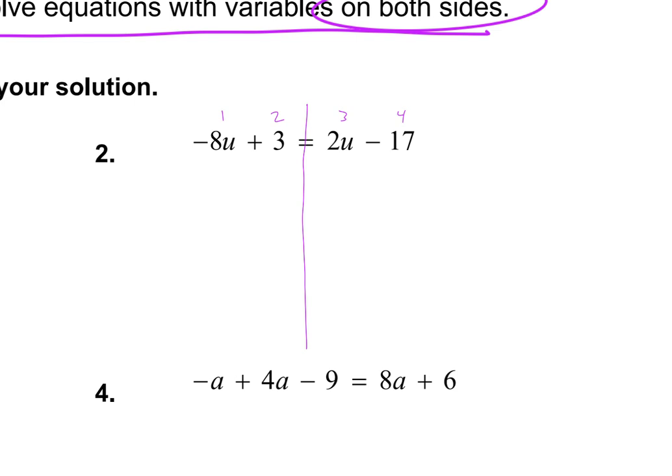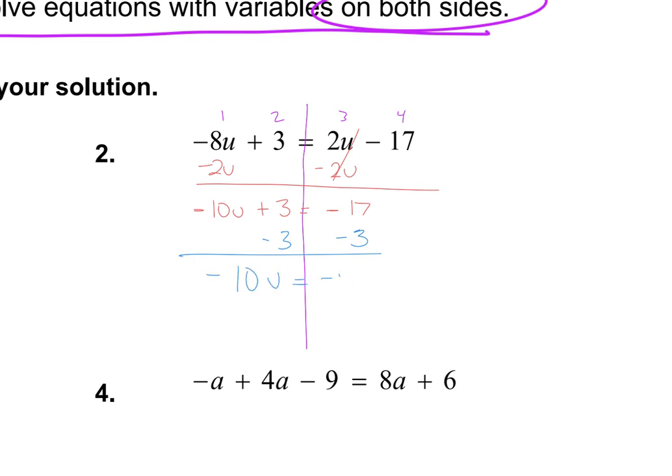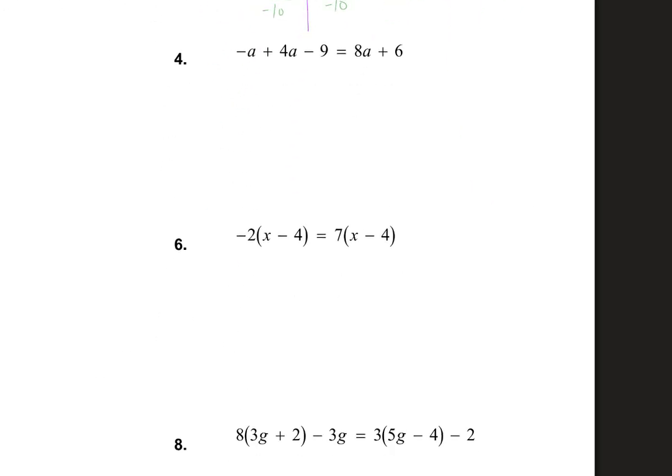So I'm going to pick what I think makes the most sense for me, and I'm going to subtract 2u because I know that it's a practice of some people that they move the variables to the left side. And so I did that. And now I have my variable right here, and I'm going to leave it there and move this 3. So negative 10u equals negative 20. And then, as you might expect, I'm going to divide by negative 10, divide by negative 10, and get that u equals 2.